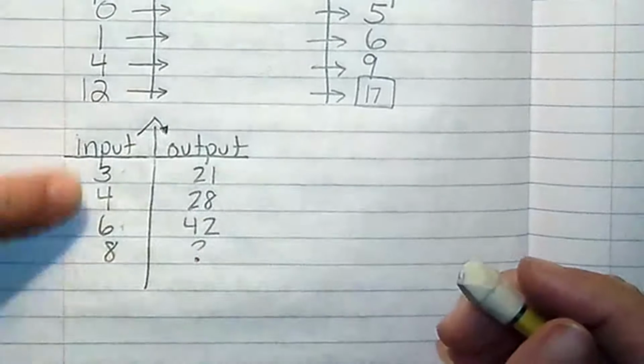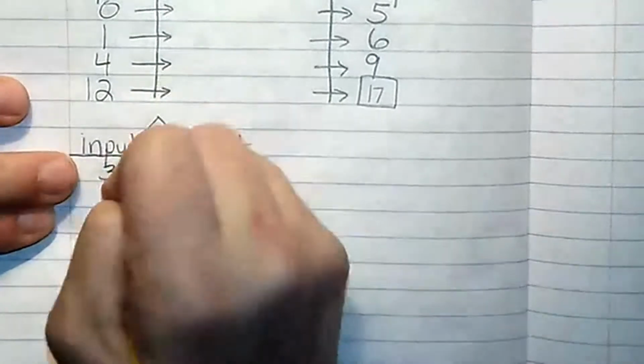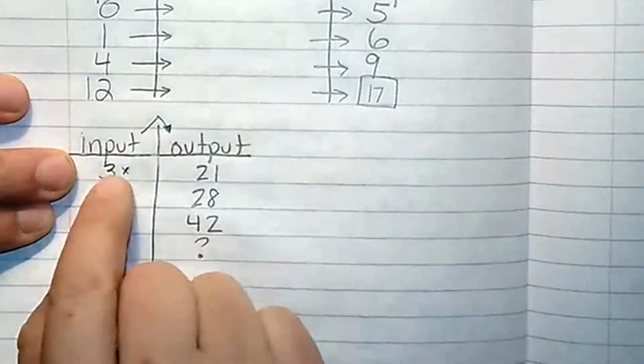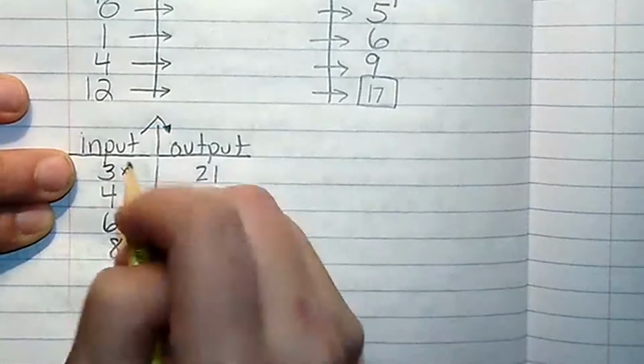We had to check on several of them. You can't ever check after one try. You have to try a couple of them. So it's not plus, it has to be multiply. 3 times what gives me 21?